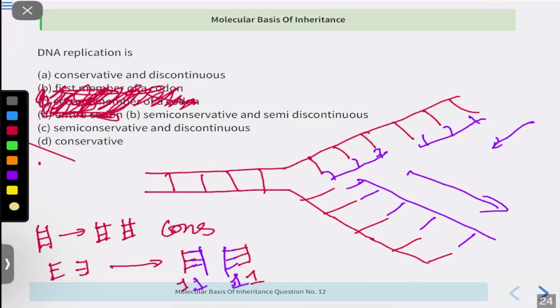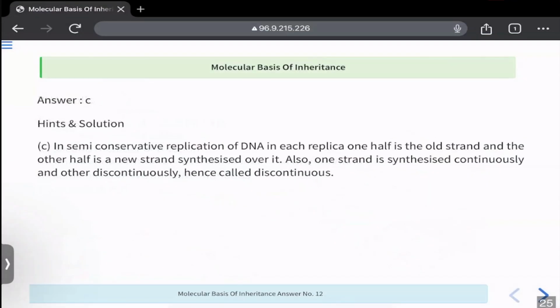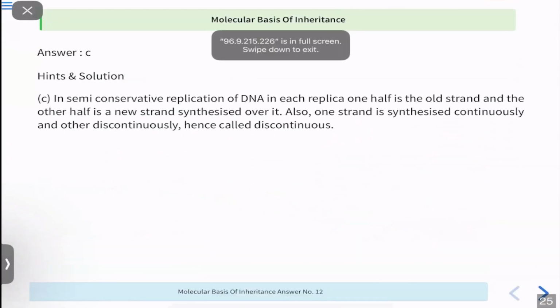So, yeah. Answer is C. Semi-conservative, in each replica, one half is the old strand and the other half is the new strand. Also, one strand is synthesized continuously and the other strand is synthesized discontinuously. Hence, it is called discontinuous synthesis. So, the answer is semi-conservative and along with that, discontinuous. Okay.